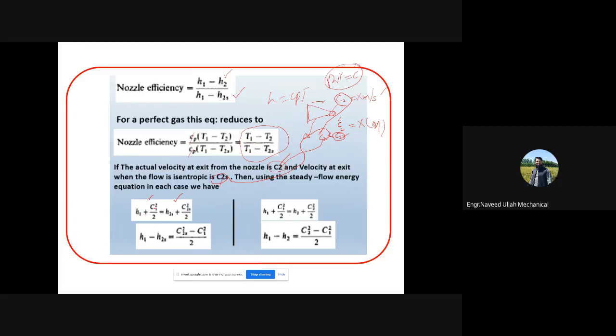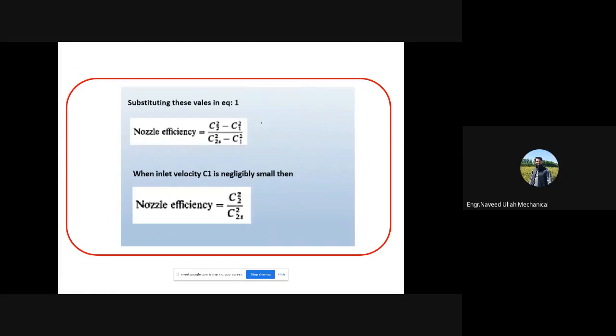Okay. So H1 plus C1 square by 2 is equal to H2S plus C2S square by 2. And by simplifying this, you can get H1 minus H2S. Similarly, for the real process, H1 plus C1 square by 2 is equal to H2 plus C2 square by 2. So you take H1 minus H2 from here and H1 minus H2S from there, put these values over here and simplify, and you will get this.